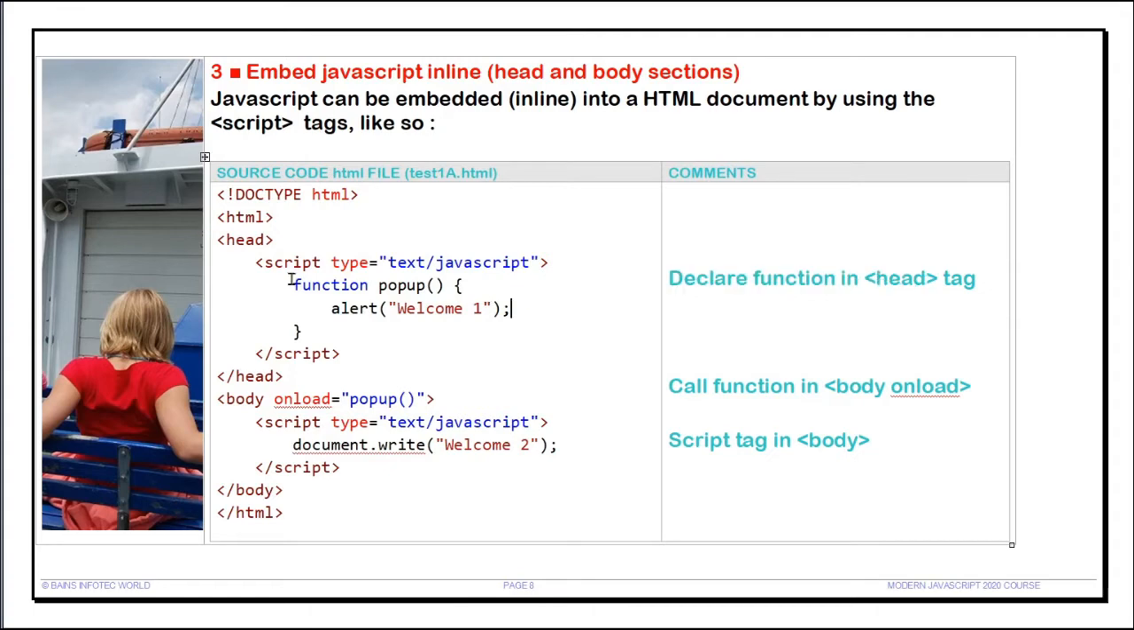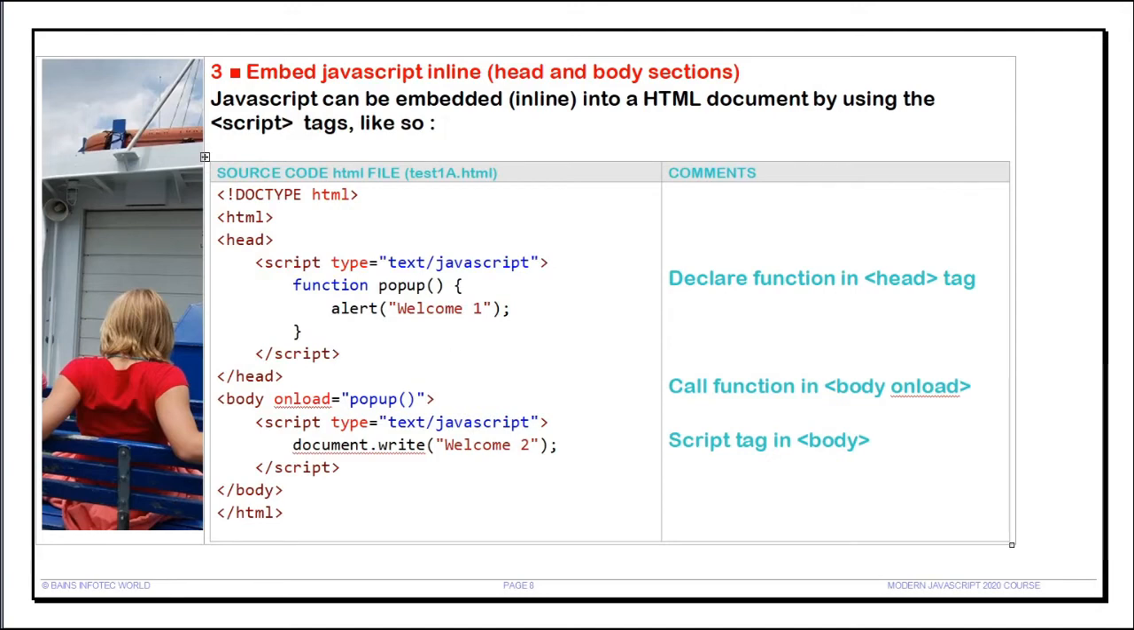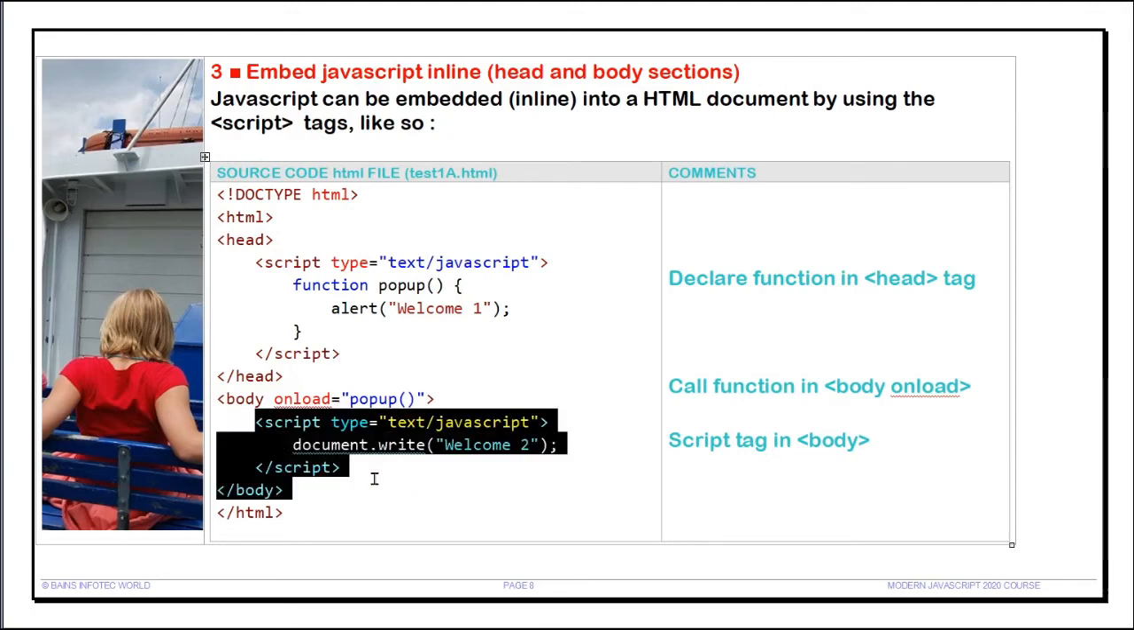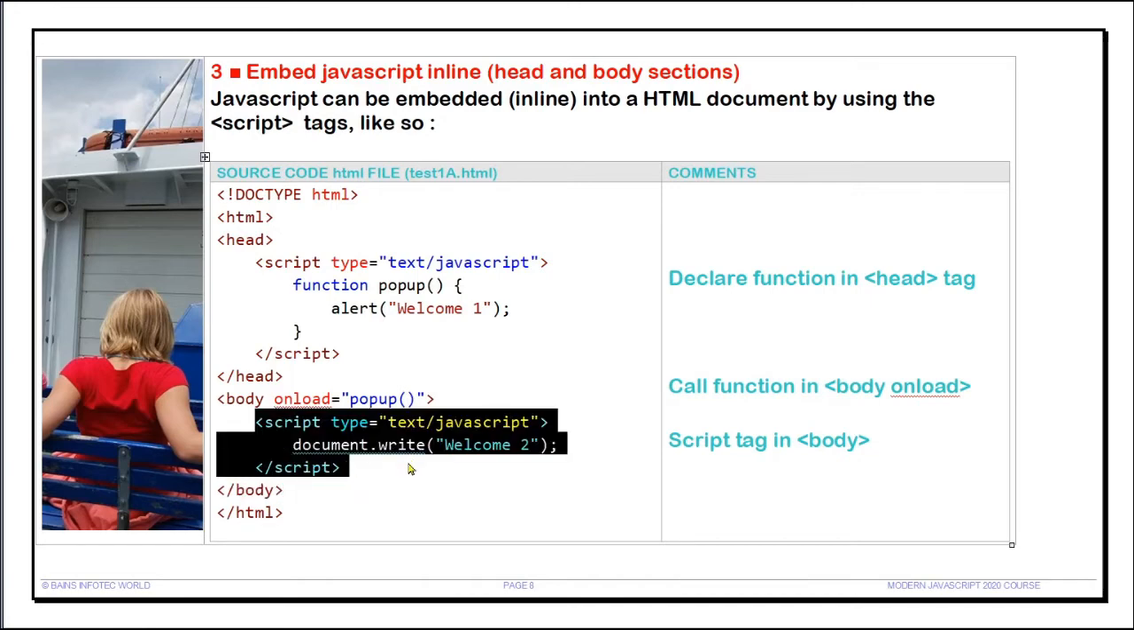HTML document. So what we do here is we declare a function. In the head we say script, and we declare a function called popup as before, and then on the body onload popup we've got the same function running as before, and that will bring up this alert dialog box. So we call the popup function when the body loads, and then in the body section we have another script element, a script tag with JavaScript code in there.